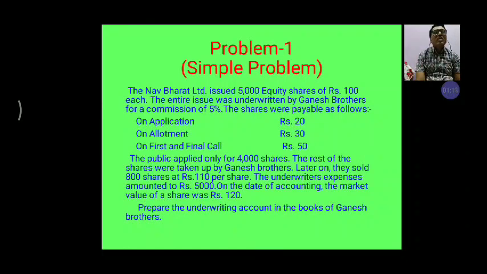Later on, they sold 800 shares at rupees 110 per share. The underwriter's expenses amounted to rupees 5,000. On the date of accounting, the market value of shares was rupees 120. Prepare the underwriting account in the books of Ganesh Brothers. Friends, this is the simple problem.